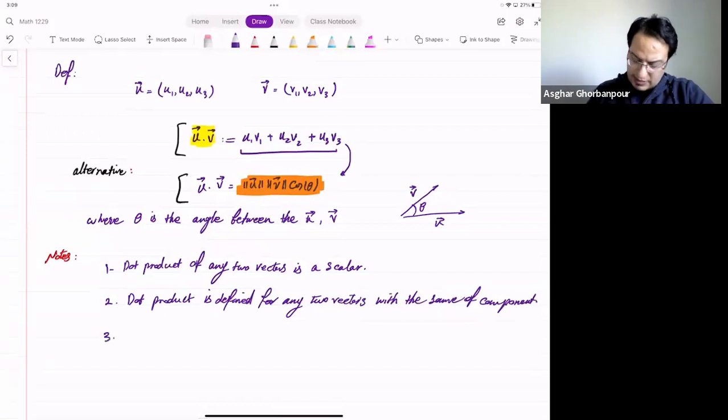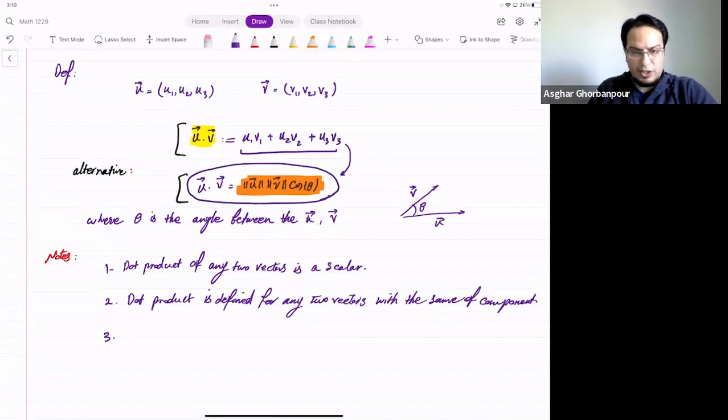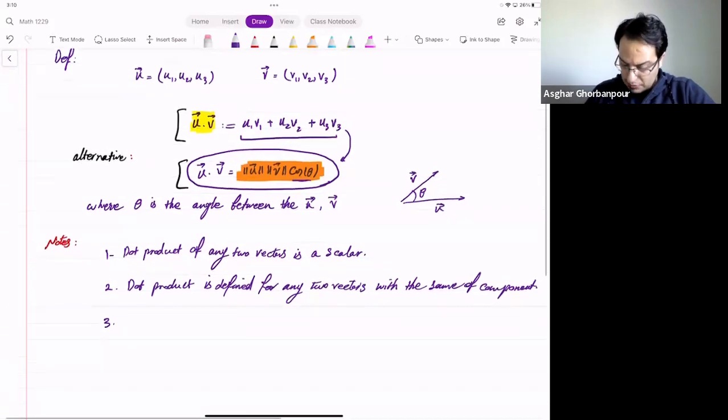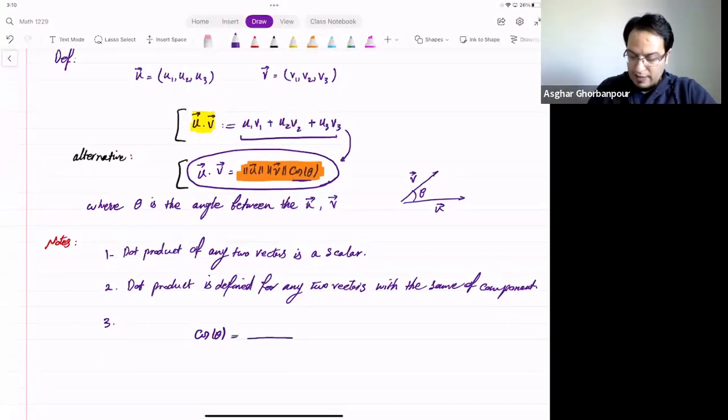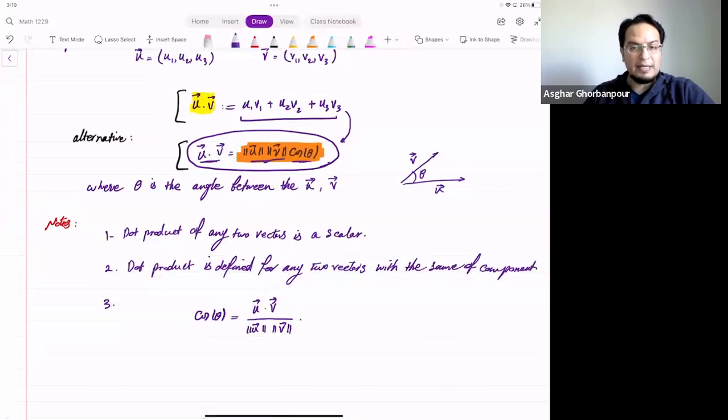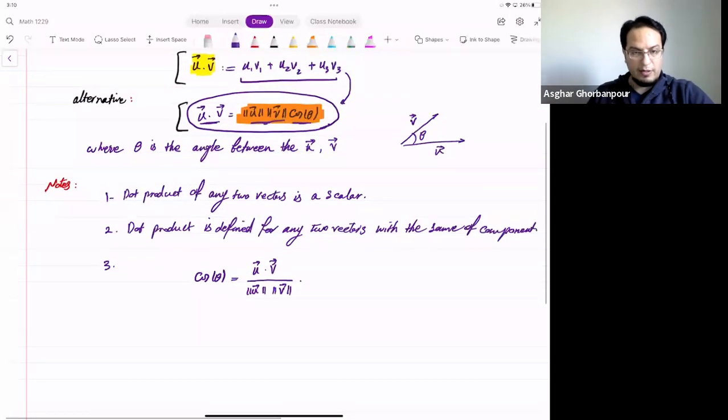The last note is very important for us, and it is that I can take this formula and rearrange it and find a formula for cosine theta. This formula is something that you need to know. Cosine of the angle between two given vectors is given by u dot v, you see, it is here, and I divide by the length of u times the length of v to the other side. So this is u and v. This way, you can use this cosine formula if you know the components of the vector, and find the angle between these two vectors or any given pair of vectors.